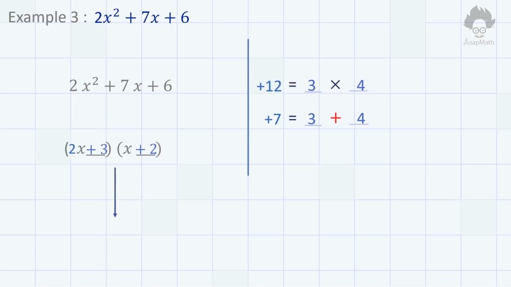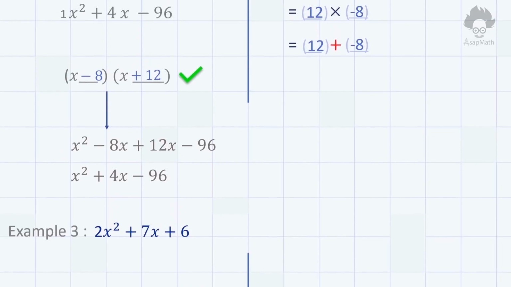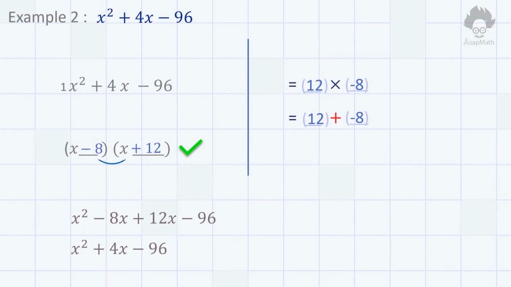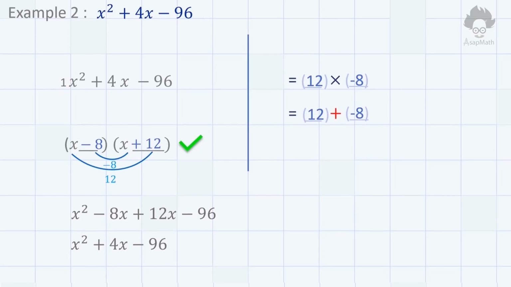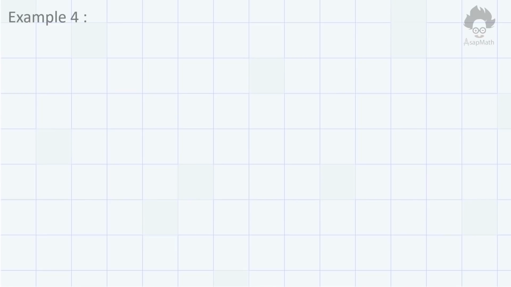We can expand the result to cross-check our answer. If we go back to example 2, we have almost followed the same procedure without our intention. But there, as the coefficient of x squared is 1, it makes no difference. We will consider another example.